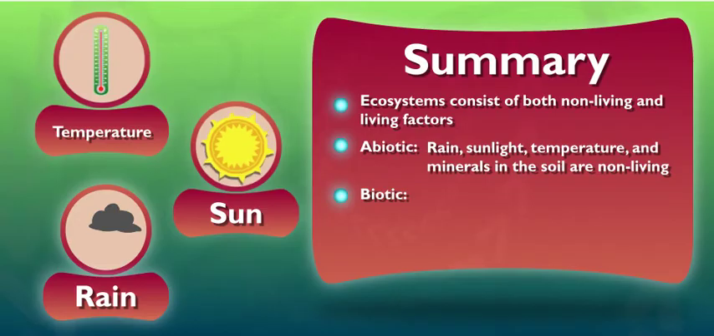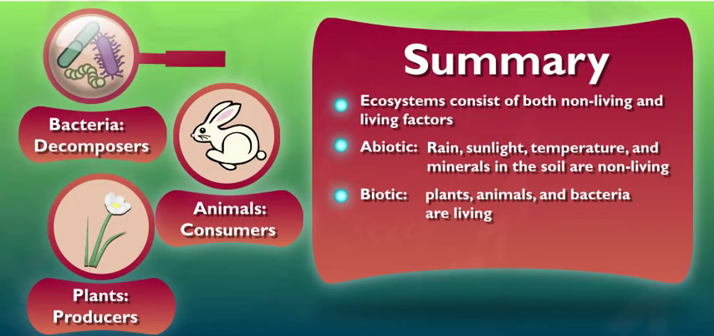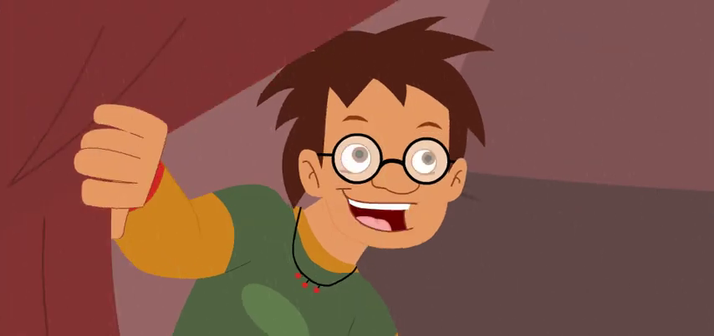Rain, sunlight, and temperature are all abiotic or non-living factors that help an ecosystem survive. Plants, animals, and bacteria are all living or biotic factors. Biotic and abiotic factors work together for an ecosystem to survive and flourish. Exactly. And check it out.